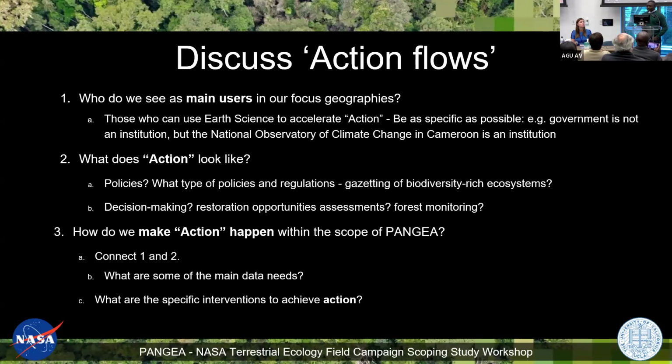And action can differ a lot from one user to another. And so if you could just start identifying some of the key actions that you see coming up in the region, based on the kind of data that we will be producing here, that'd be great. And so you can think of actions in terms of policies, but also decisions, but even just the intentions of a community to secure all the sacred sites. To me, that's action. And they can definitely use the kind of data that we produce to make that happen.